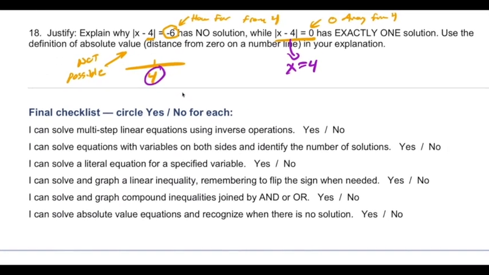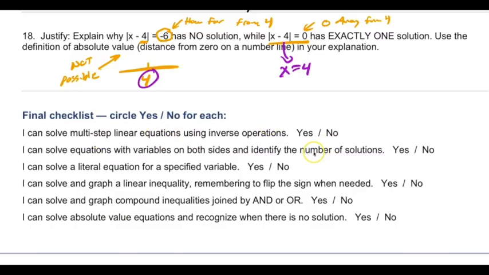Then these are just little self-checks, so you can ask yourself if you know this, because if you don't know it, make sure you know before the test. Anyway, that's the video.